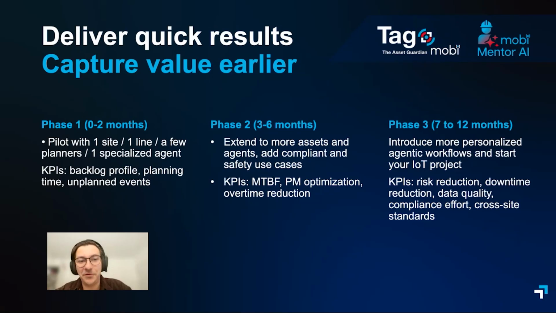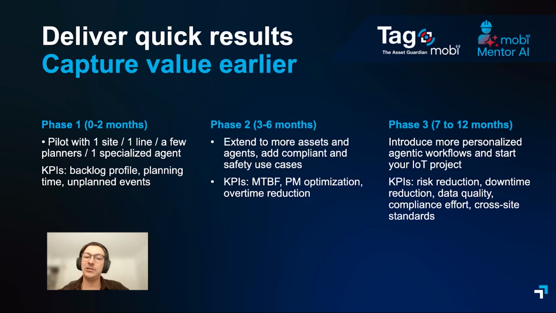So if you want to deliver quick results, I have this model here. Phase 1, like I said, is between a few weeks to 2 months. We can do a pilot together. We can start with one site, or we can start with a few users and one or two agents, like I said, inventory agent, asset expert. And the investment on your side is not really significant. Once again, it's just budgeting a few tokens or a few AI credits.